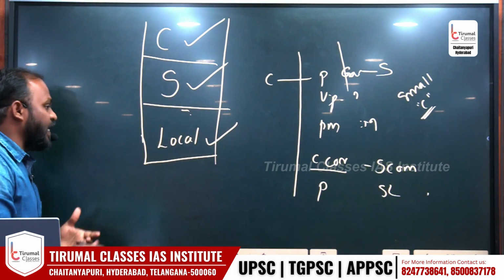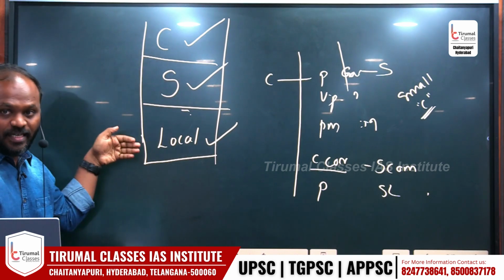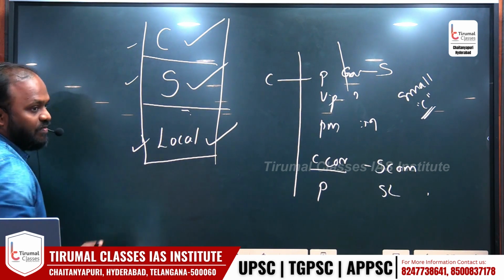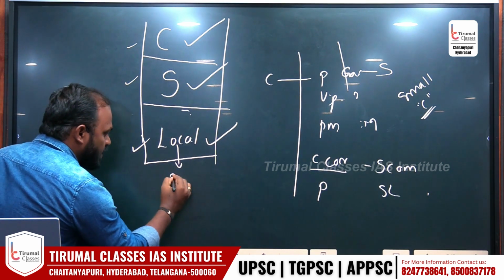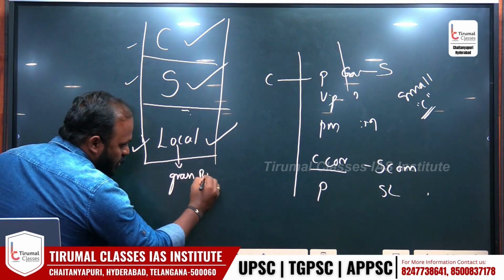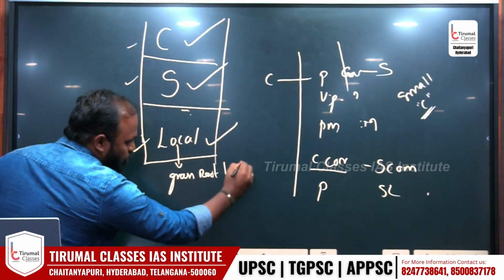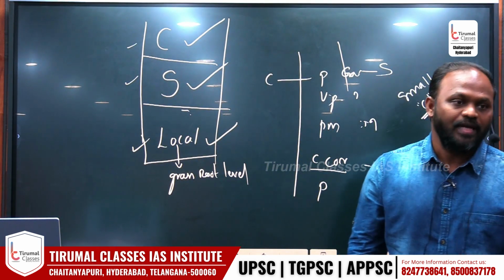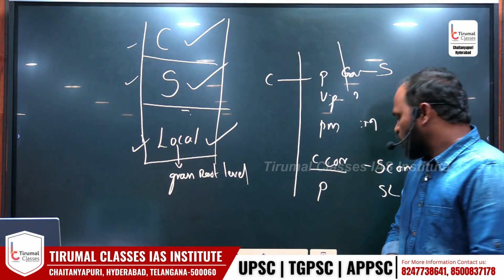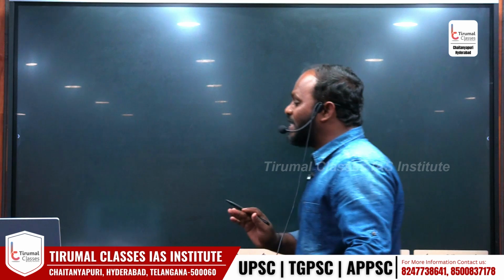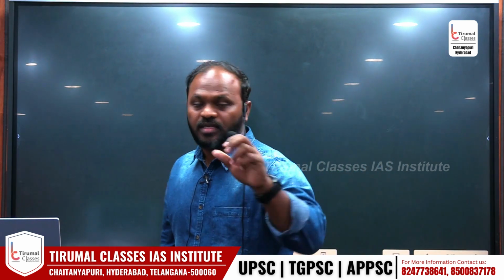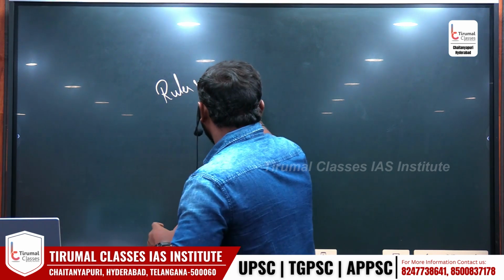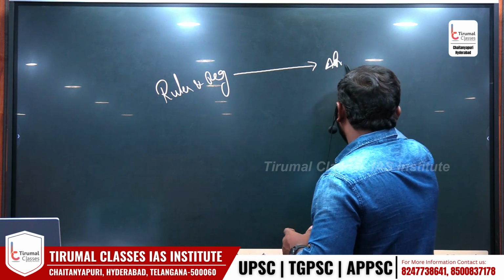Yes. That is where I would say in India, we have a decentralized administrative system under three levels: central level, state level, and local level. This local level is also called the grass root level. Is that clear, everyone? Yes. So this is how our Indian polity has a set of rules and regulations. Based on these rules and regulations, we carry administration.